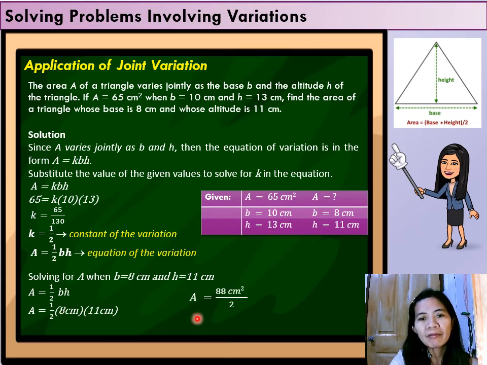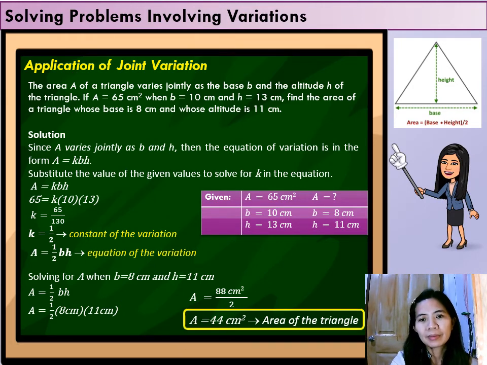So we have 88 centimeters squared divided by 2. So the value of your area is 44 centimeters squared. Okay, this is now the unknown value that is asked.